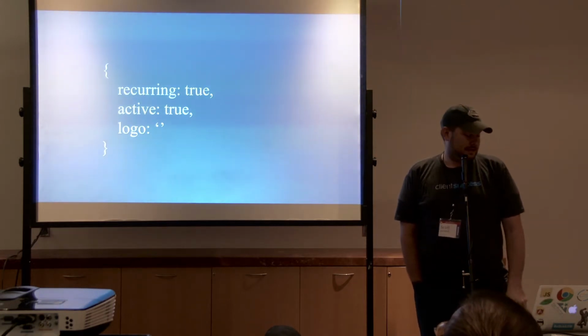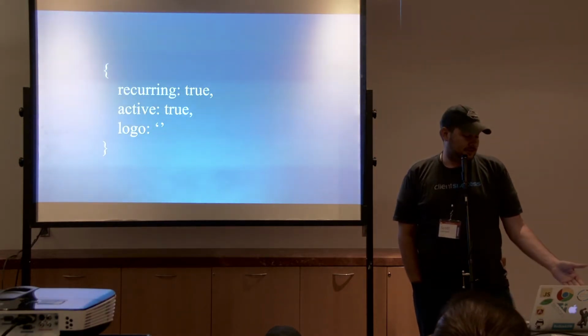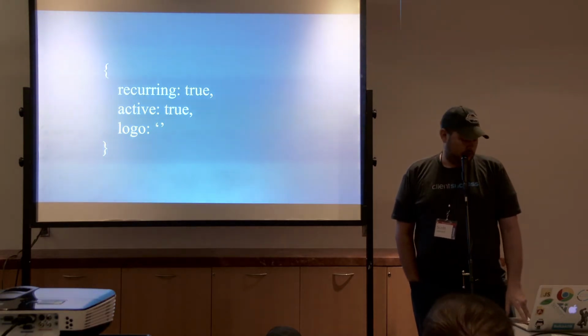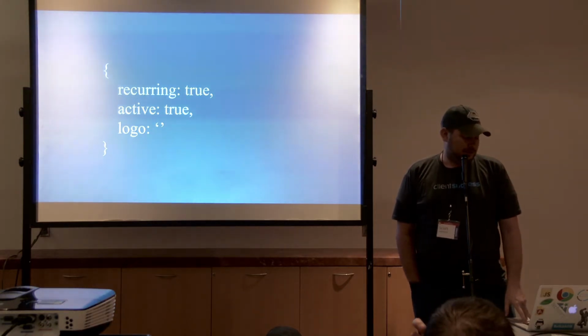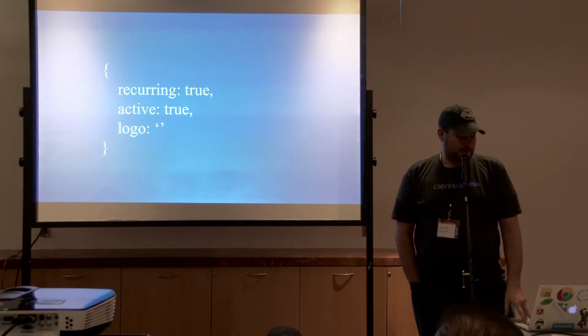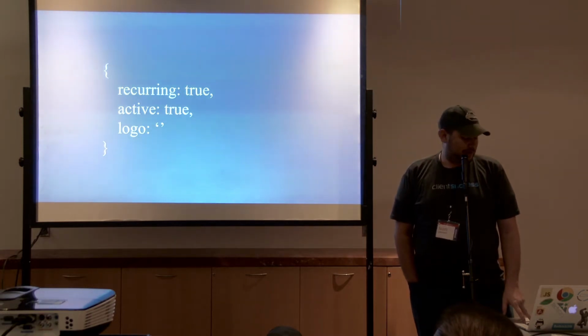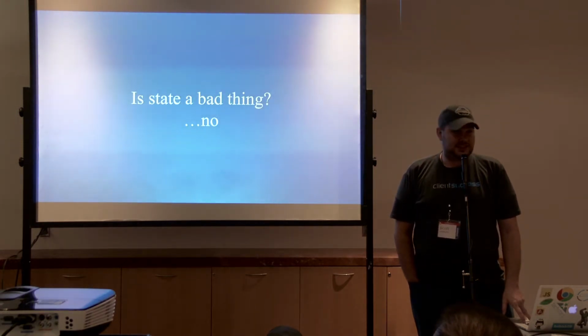So we can make an object that has certain values, and here I've got an object that's a product, basically. It's a recurring revenue product, it's an active product, and the logo is a blank string, which is not a very exciting logo, but it's probably the kind of thing that I would design, being a backend engineer.